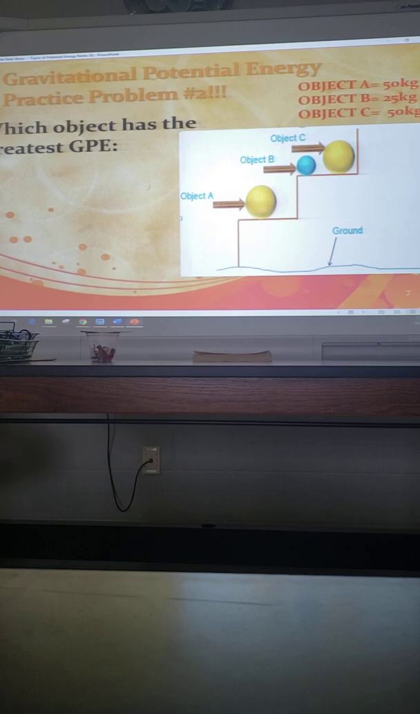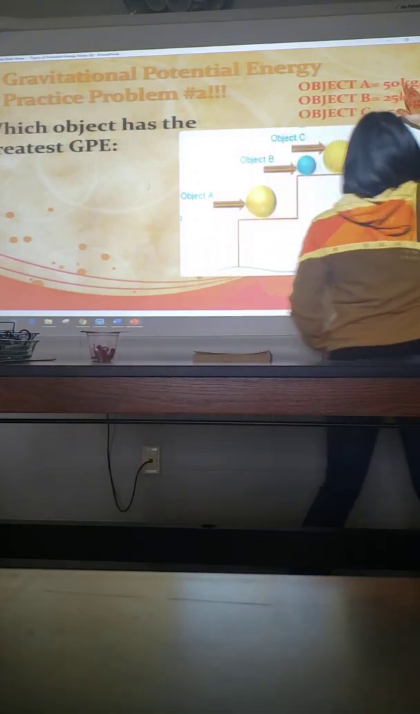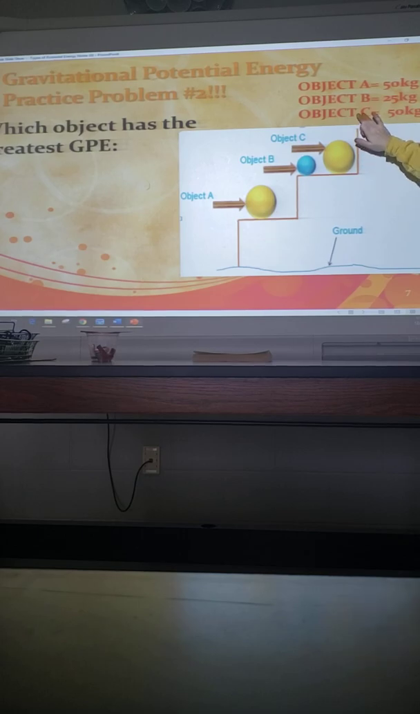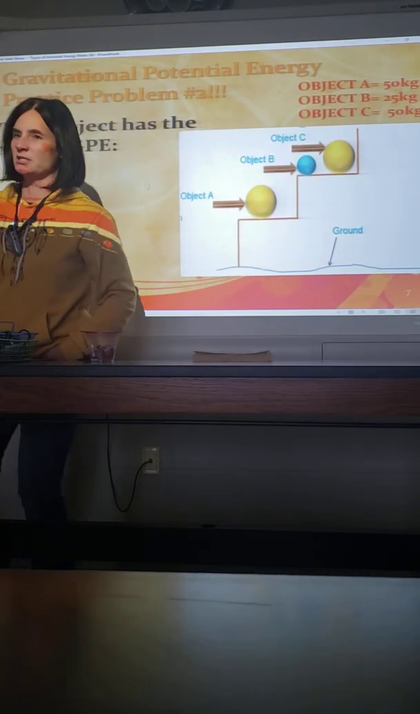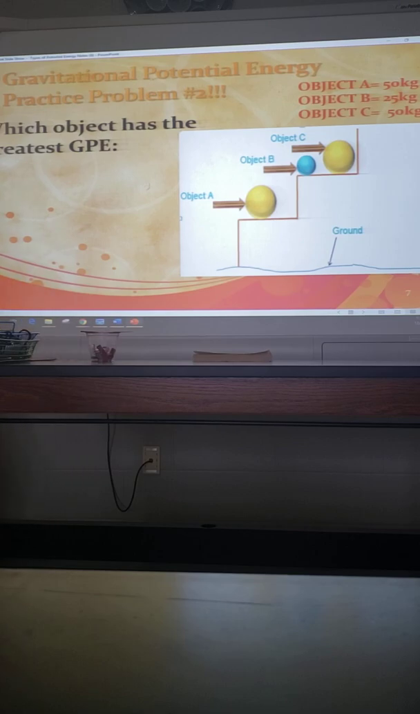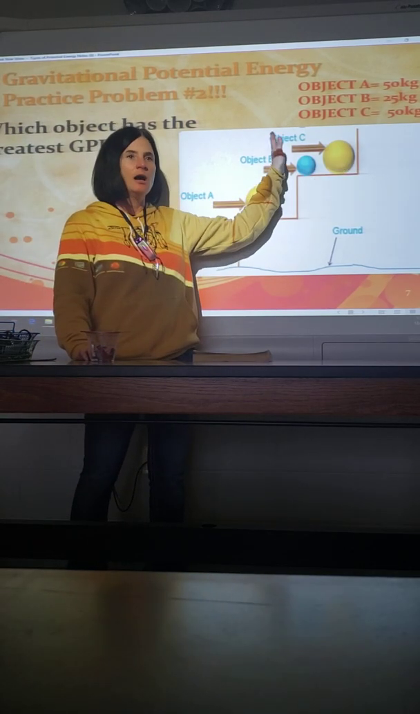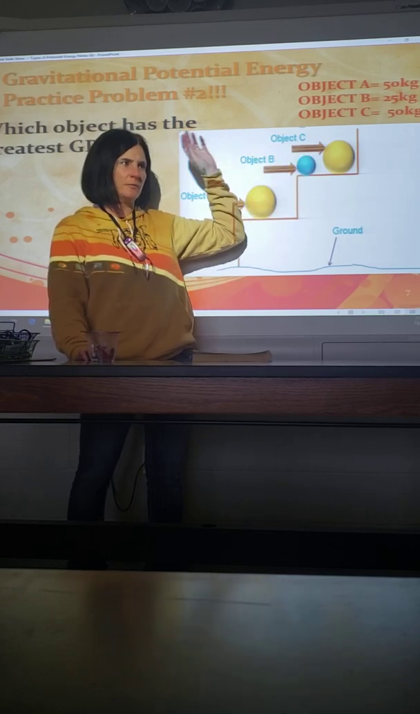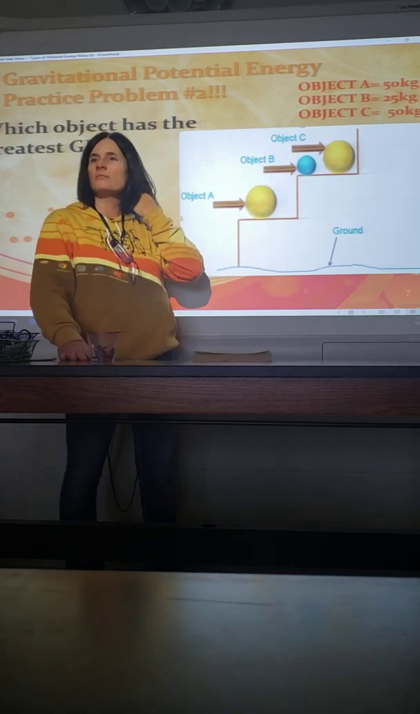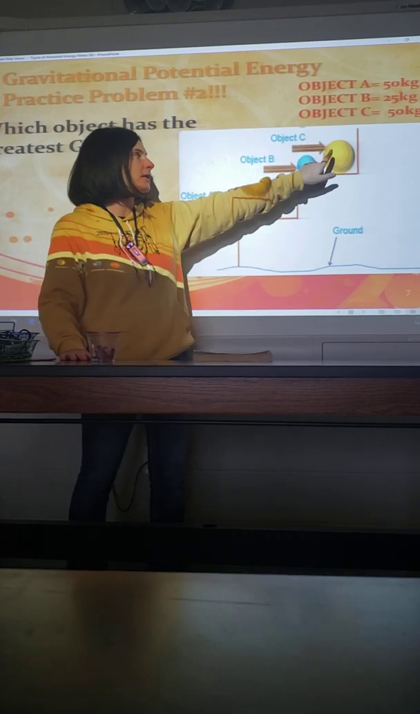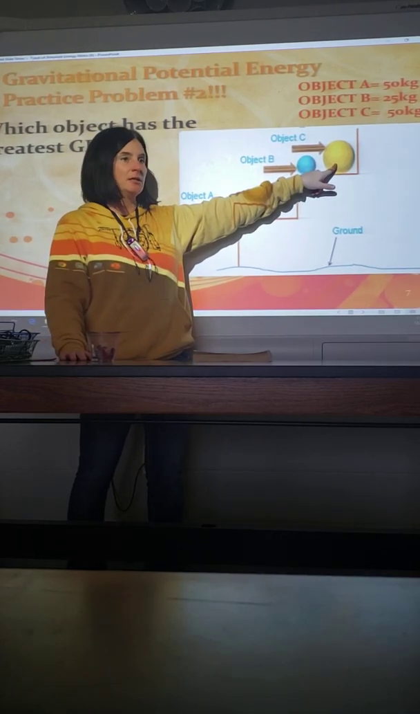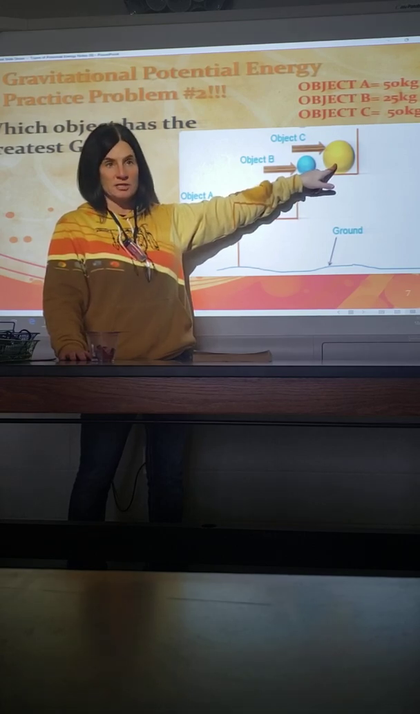Okay, so let's take a look at this. I see object A has 50 kilograms of mass, object B is 25, and object C is 50. So the yellow ones are 50 kilograms, the blue one is 25. So this says which object has the greatest GPE. So if I look at this, I see that ball B and ball C are the same height. How would I distinguish between which one of those would have the most GPE? The mass, right? So it says C is 50 kilograms, more mass, more GPE, just like with more height.